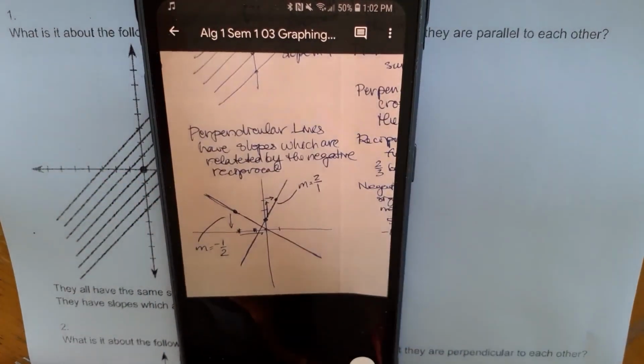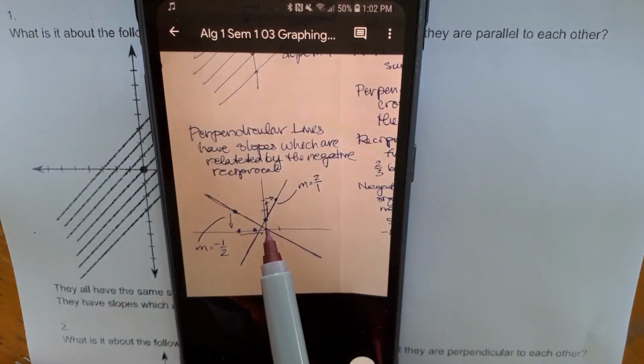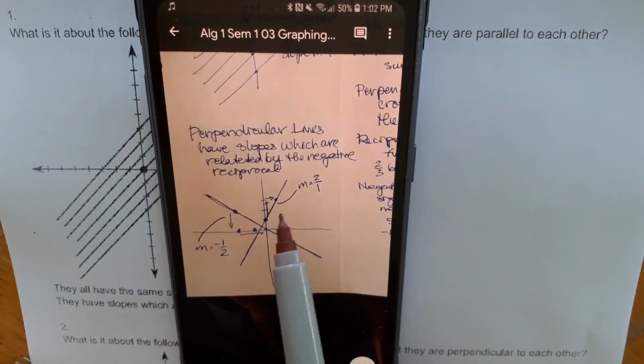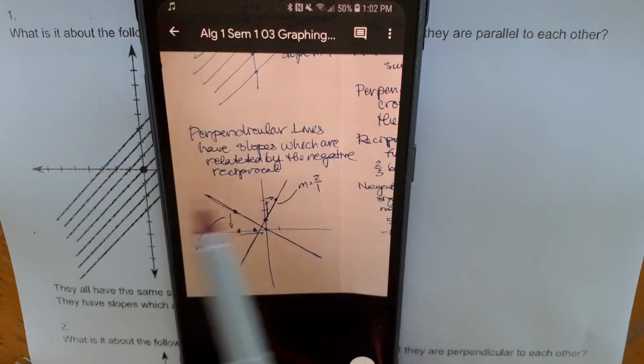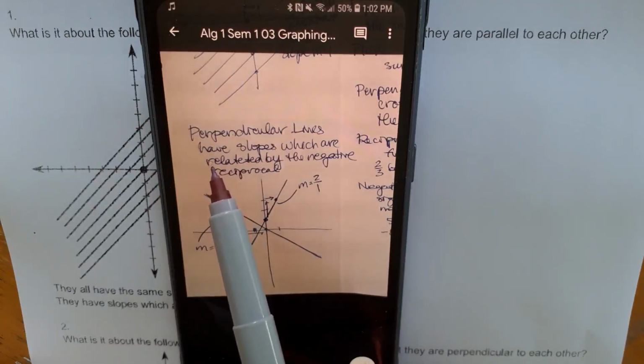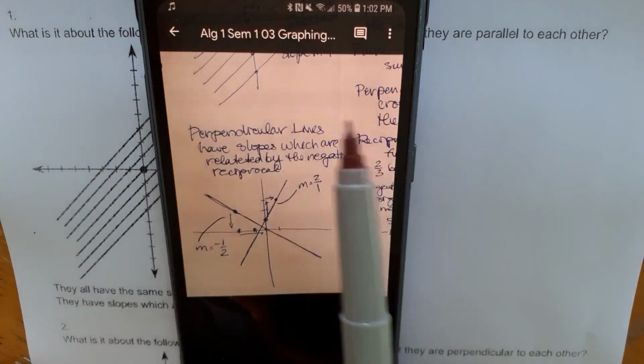All right, so perpendicular lines cross at 90 degrees here. And for these, it's a little bit more difficult for students to understand. This is something we call the negative reciprocal. So two things are going on here.